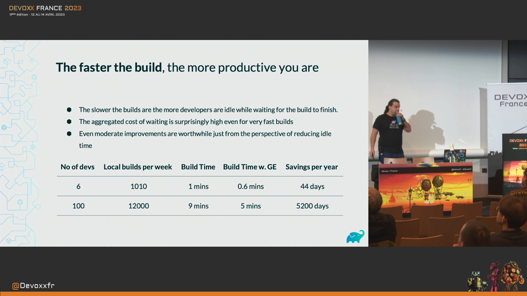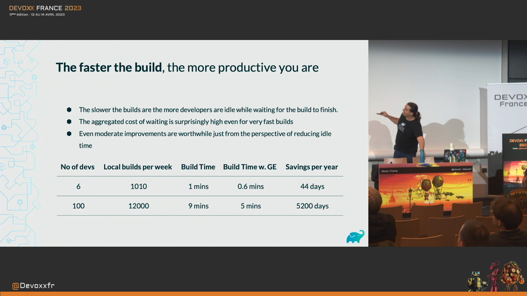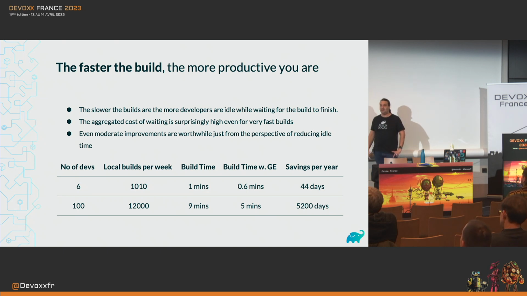But there's even more interesting math here. Look at what happens when we brought this build time from 1 minute down to 0.6 minutes. Again, nobody's complaining about this. But what happens when we fix it? At 1,000 builds a week, we're returning 44 engineering days a year back to this small team of 6. It's almost 2 full vacation cycles, right? What about this large team? 12,000 builds a week with 100 devs at a 9-minute build that we took down to 5 minutes returned 5,200 days of engineering value back to that team in the year. Amazing.